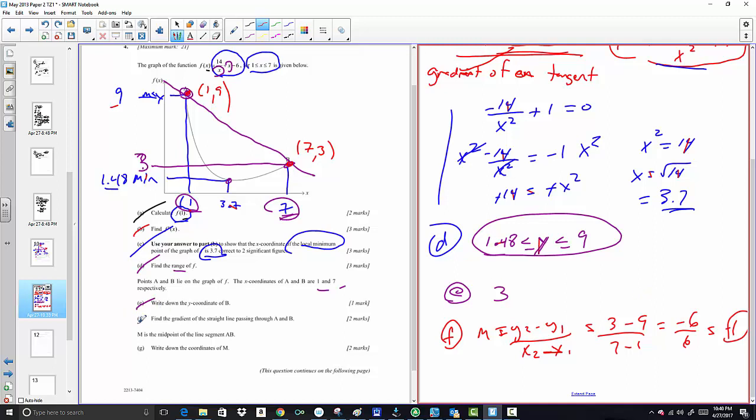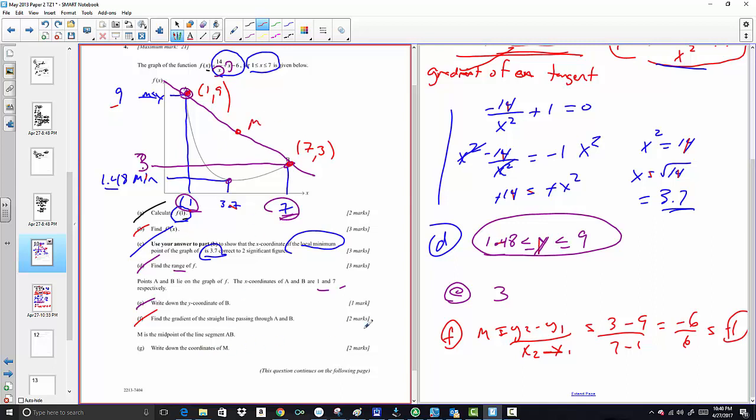That's the answer. Okay, really simple. The midpoint on the line segment AB, write down the coordinates of M. So M is the midpoint. They want it right here somewhere in the midpoint. I don't know where it is. Let's say like that. That's M. They want to find the coordinates.